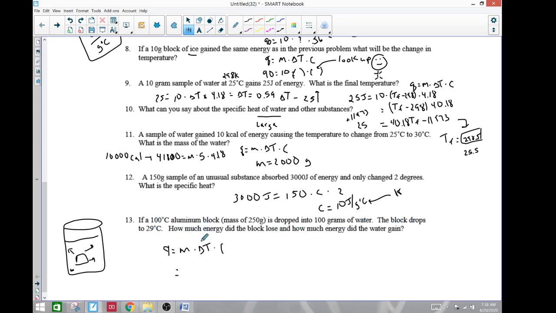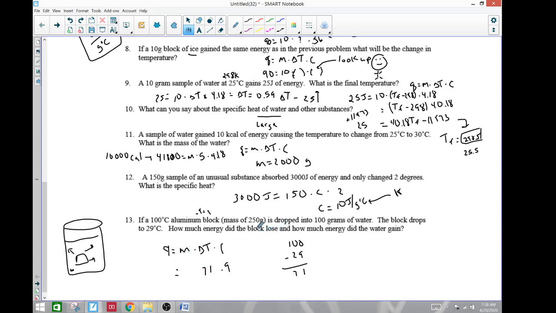Okay, so there's two ways you could do this problem. Since we know that it's aluminum, let's go with it this way. 0.9 is the specific heat. So this is 0.9. And the change in temperature is going to be 100 minus 29, which is 71. So this is going to be 71 degrees.